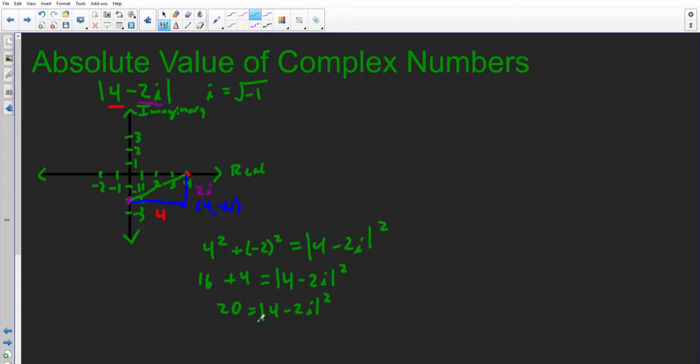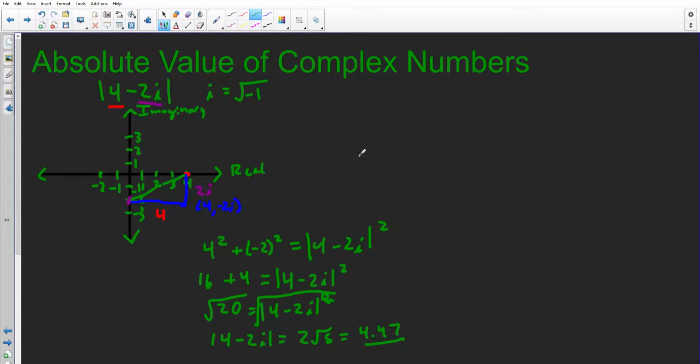Now all we have to do is take the square root of each side, because that gets rid of the square on the absolute value side. So the absolute value of 4 minus 2i is equal to 2 roots of 5, or 4.47. All we did was take the square root of 20, which is 4.47, and that is our answer for the absolute value of this complex number.